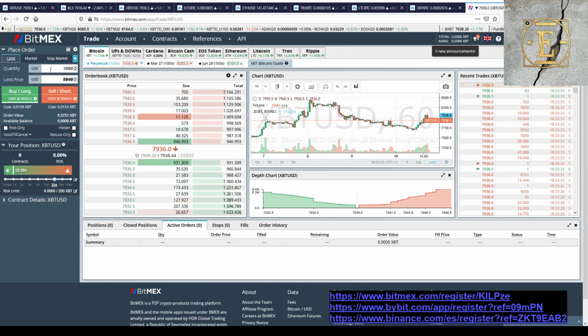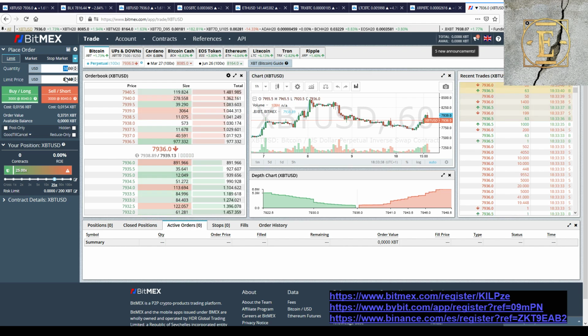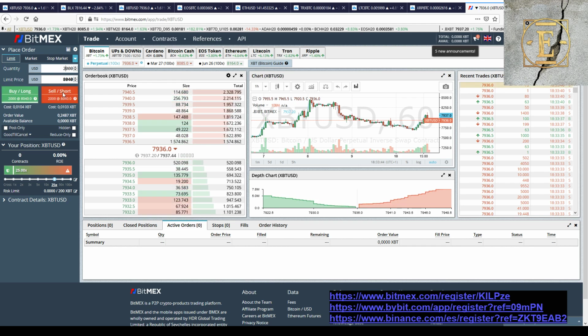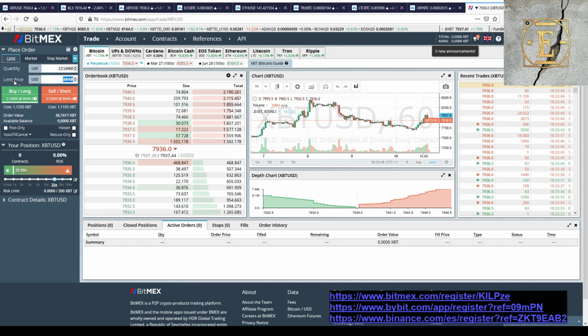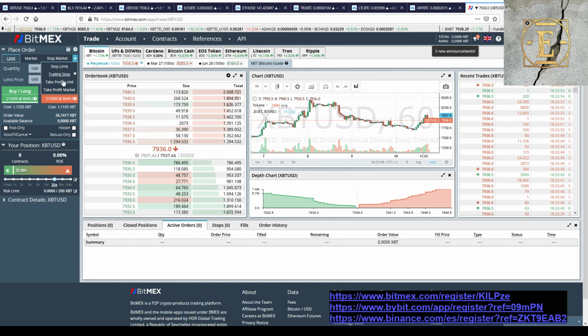You've got the quantity of contracts. You've got your limit price, for example here 3,000. You can use whatever you like. Notice that you have here limit, market, stop market. And you've got here stop limit, trailing, take profit limit, take profit market.